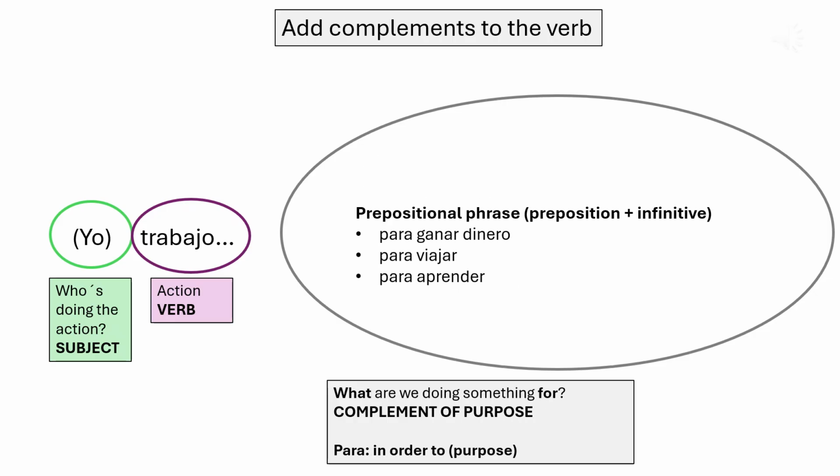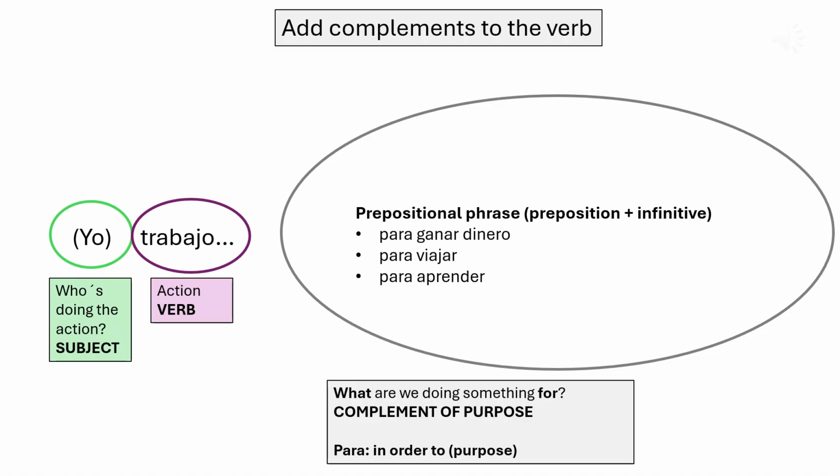And yet another prepositional phrase, another complement. In this case, we can talk about why we do something, for what purpose. And that will be introduced with another preposition, para. And here we have, after para, what we call the infinitive, the neutral form of the verb, because we're talking about the purpose of why you're doing this, why do you work? In order to earn money, para ganar dinero, in order to travel, para viajar, in order to learn, para aprender.